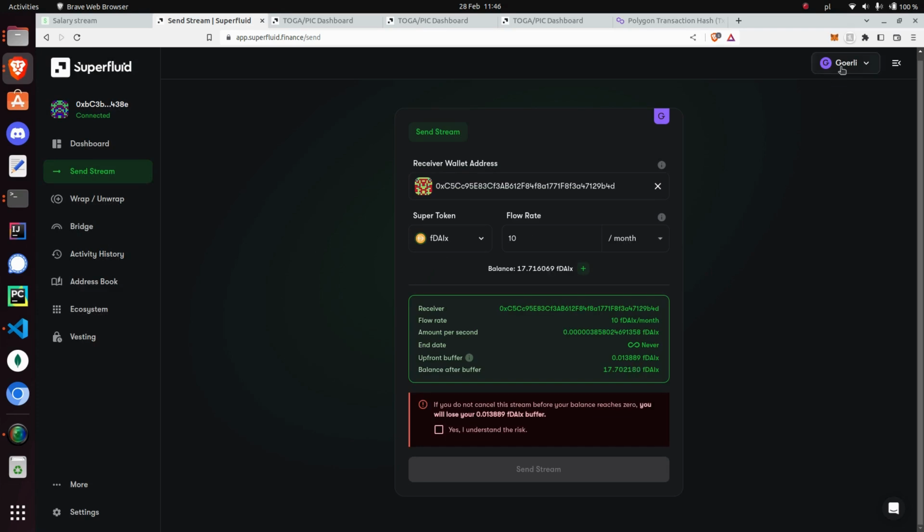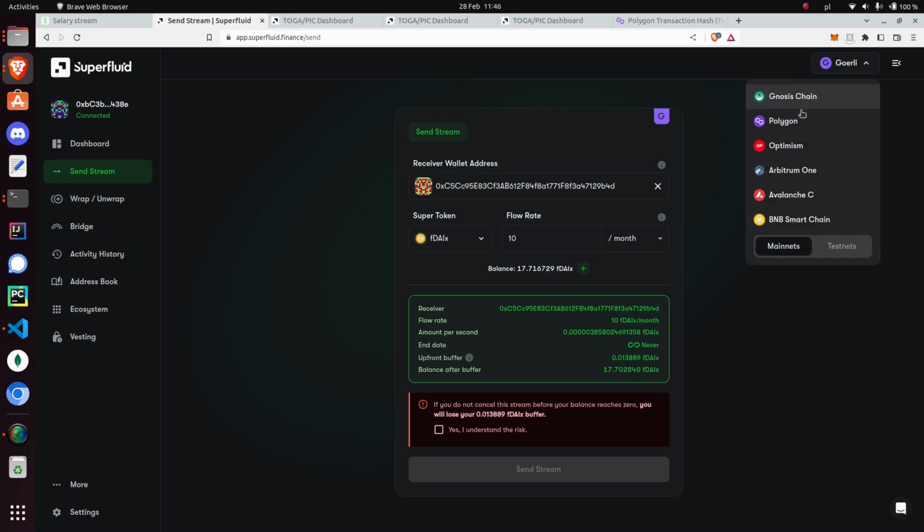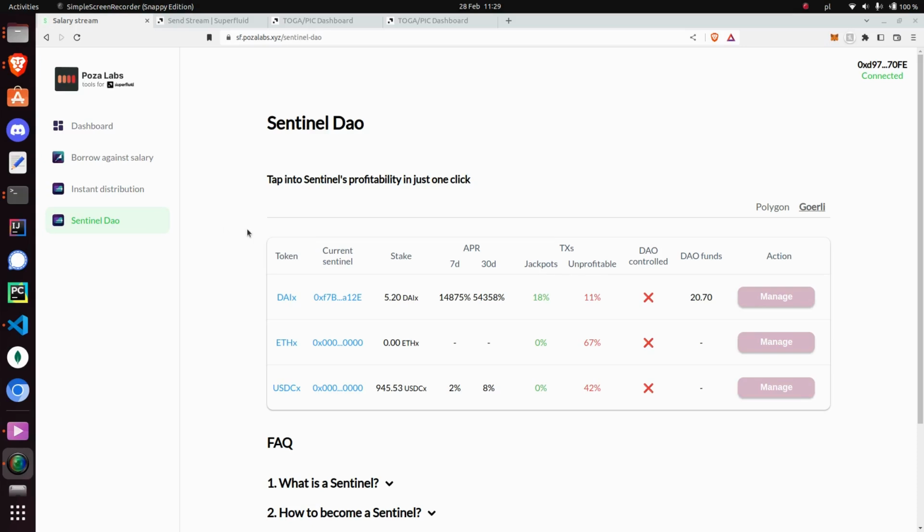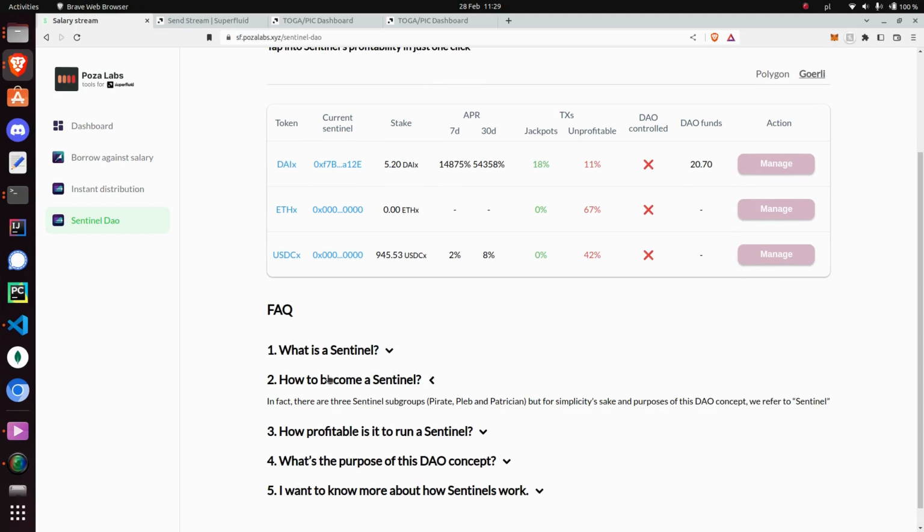And speaking of tokens, we also have to mention different chains and networks. Polygon has a different set of validators than Optimism, than Arbitrum, and so on and so forth. So for each token on each chain, there is a different Sentinel. So there is quite a lot of them, ensuring that all the super tokens on all the networks are still solvent. So the next obvious question that comes to mind is, how can I become a Sentinel?